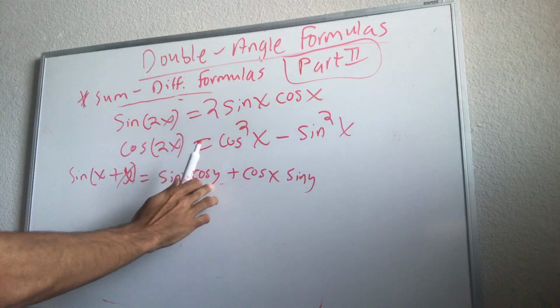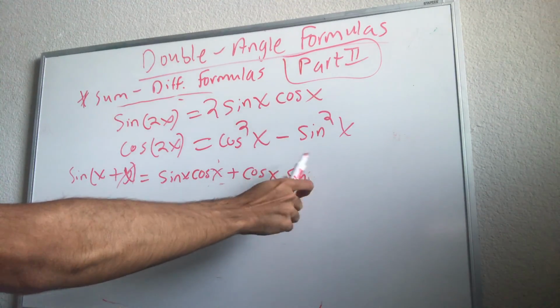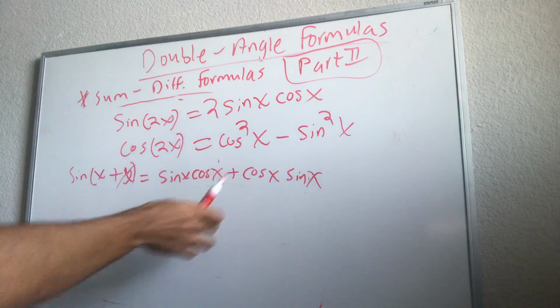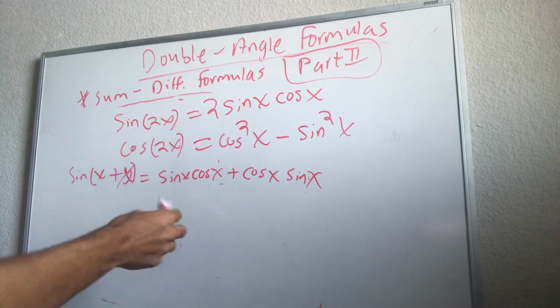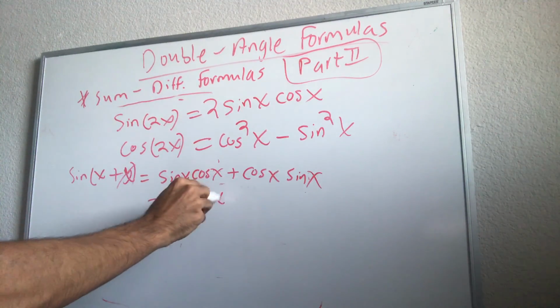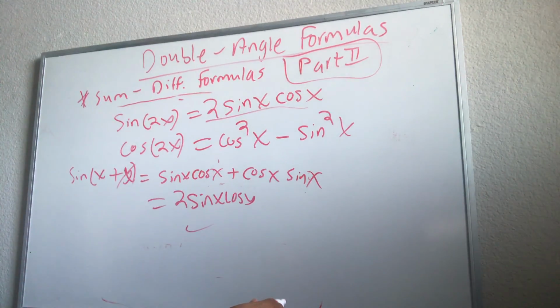So now if we have the same angles, sine x, this would be cosine x, and this would be sine x. And really, think about this, this is just sine x cosine x, because it doesn't really matter whether you have a times b or b times a. So this is just 2 sine x cosine x. So that's how the first one was derived. And same thing for the second one.